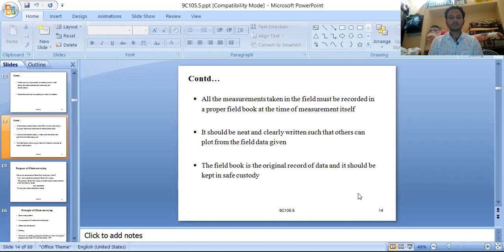The field book is the original record of data and it should be kept in safe custody. As the field book contains the field data, we cannot keep it anywhere, but it should be kept in safe custody.